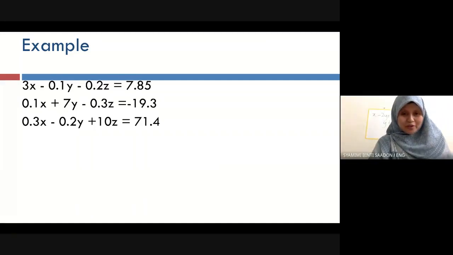Does anyone have the answer yet? By using Gauss elimination, you will get the answer for x3 first, and then substitute x3 in the second line and then the first line. So x3, anyone get the answer for x3?